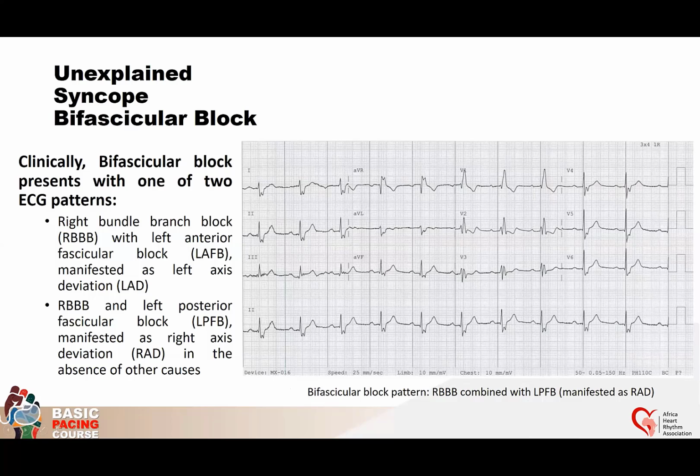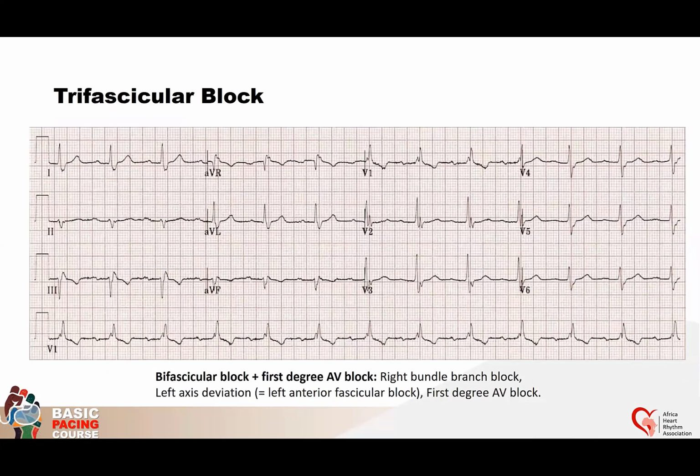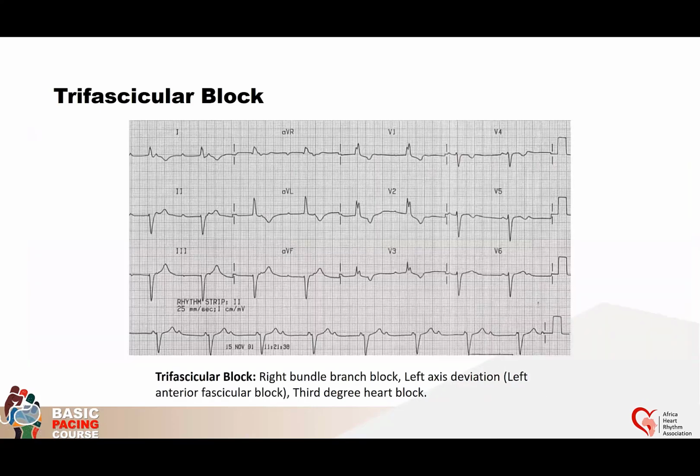as right axis deviation. These patients also can present or can progress into the pseudo-trifascicular block, which is right bundle branch block, left axis deviation, and first degree block, and they are all at high risk to develop the true trifascicular block, where you can end with third degree heart block and significant high grade block.